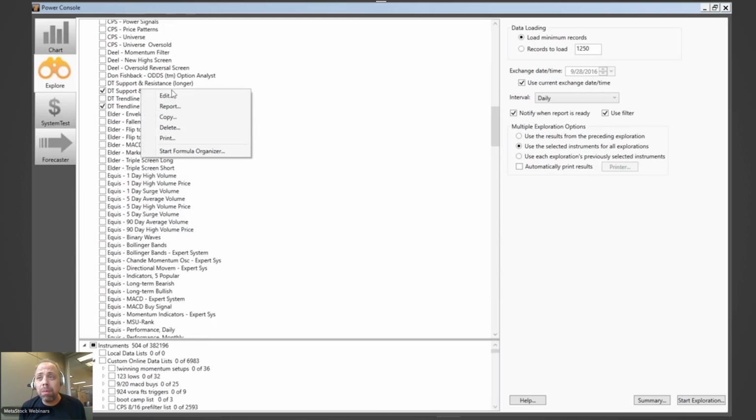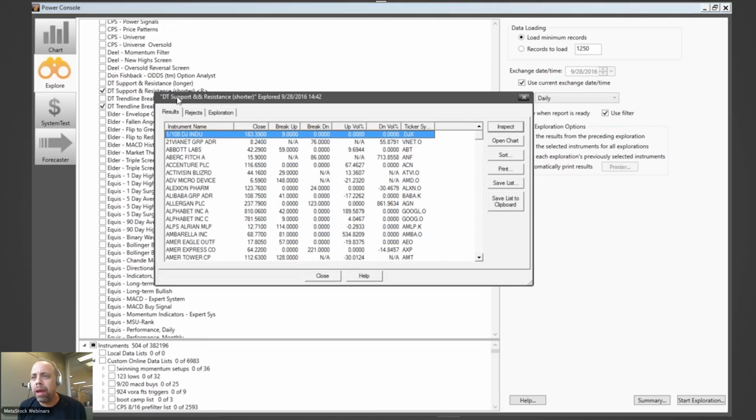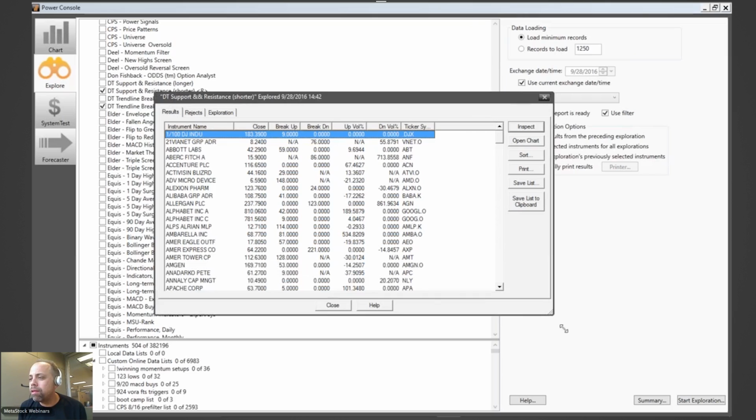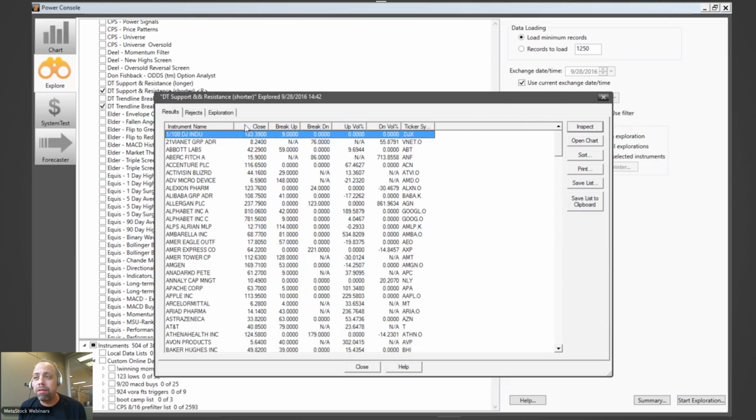It's cool. I like the way they put it together. I just want to explain to you what's going on in it. These are the ones that I exported at 2:42 my time. Here's the list of the ones that had come through. It gives us the close in column A. These are ones that have broken up or broken down.